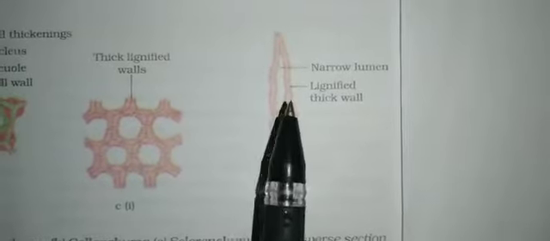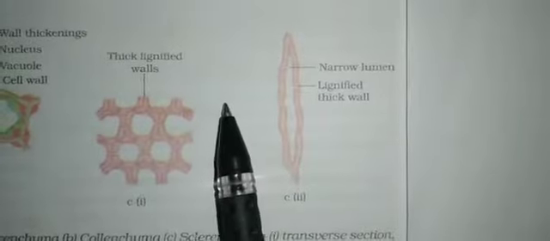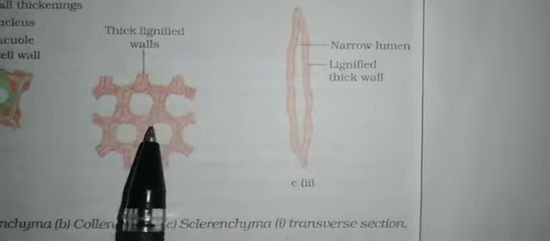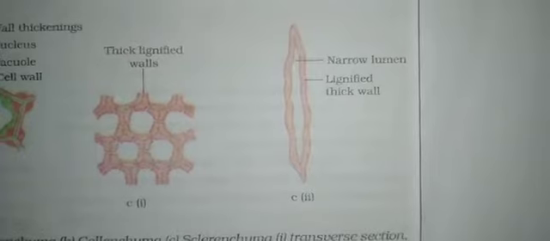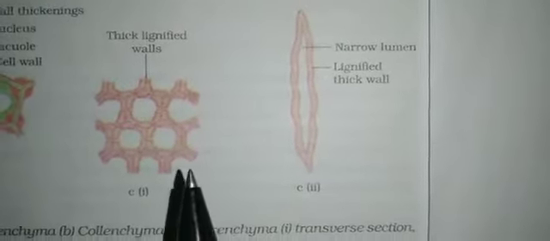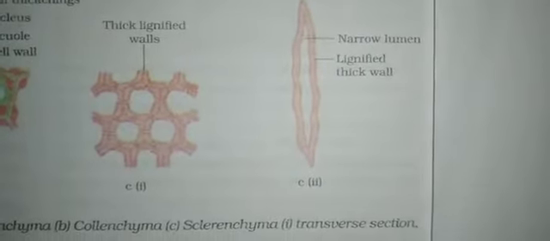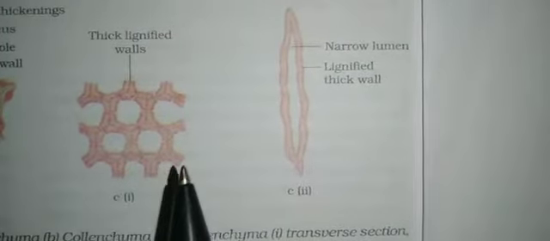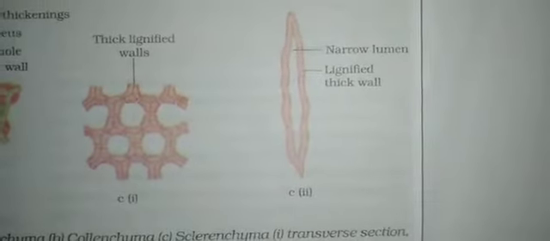So if you take a transverse section of this sclerenchymatous tissue, you will get a structure like this. So you can see there are no intercellular spaces. This tissue is present in stems around the vascular bundles, for example xylem and phloem. And it is also present in the veins of leaves and in the hard covering of seeds and nuts.